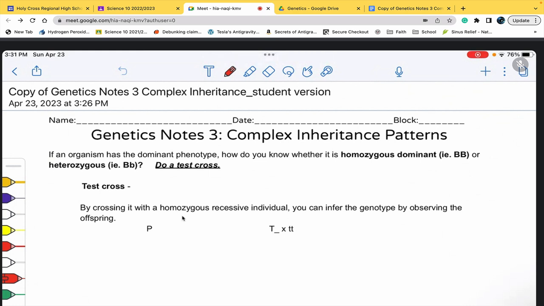Okay, so we'll start here with what it says. If an organism has the dominant phenotype, how do you know whether it's homozygous dominant, capital B, or heterozygous dominant, capital B, lowercase b? So we need to do a test cross.